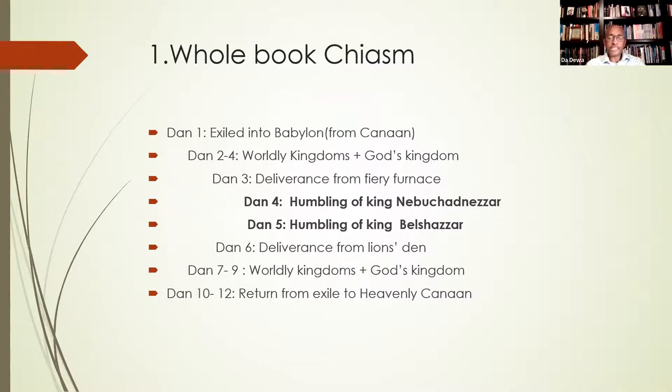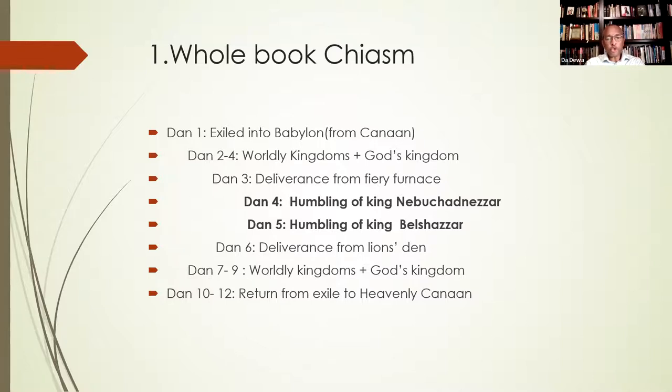Then if you go to chapter 7 to chapter 9 of the book of Daniel, it then talks about the worldly kingdoms again. But in chapter 7, we're now seeing different beasts rising out of the sea. But again, we're looking at kingdoms of the world coming up again. We're looking at the same kingdoms that we saw in chapter 2, and then God's kingdom being established again.